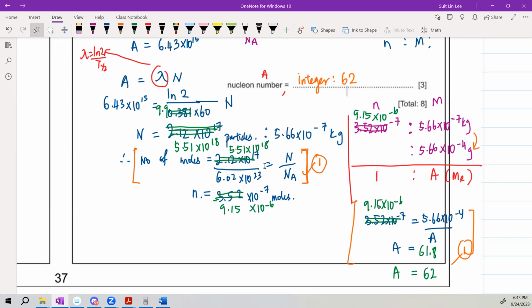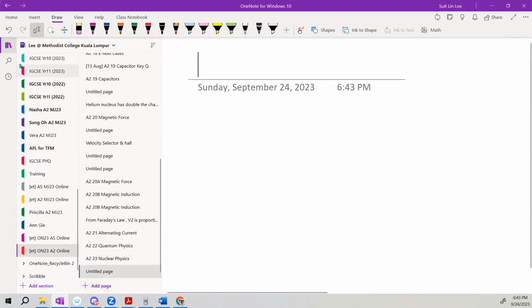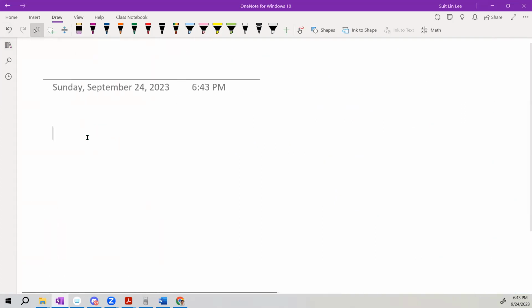Okay, so there's one last thing I want to address before I call it a day. Again, if you miss out anything, I'll put the PDF inside Google Drive.